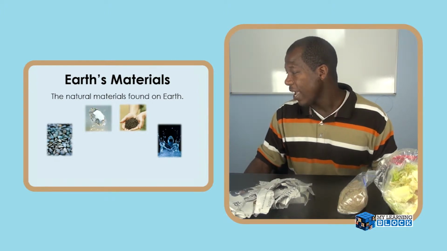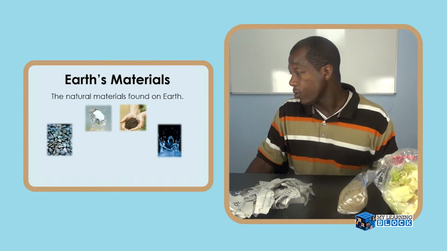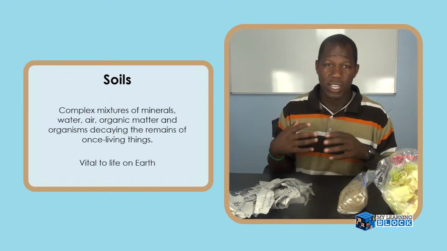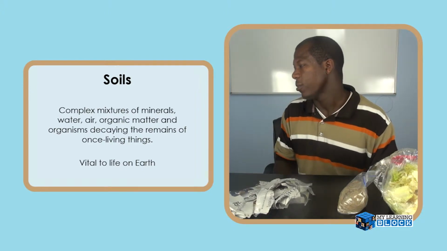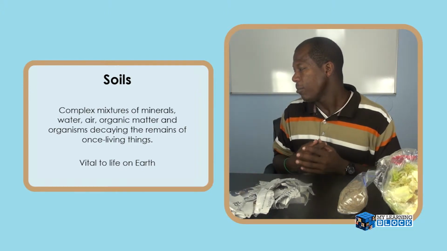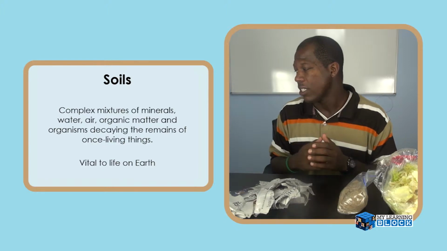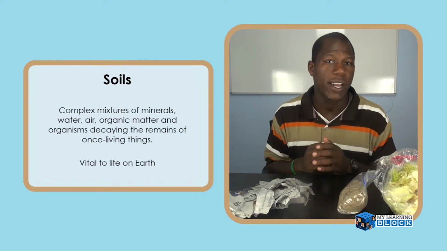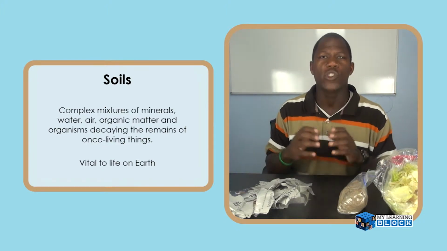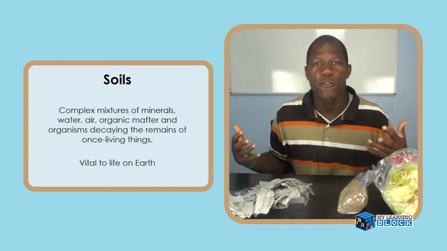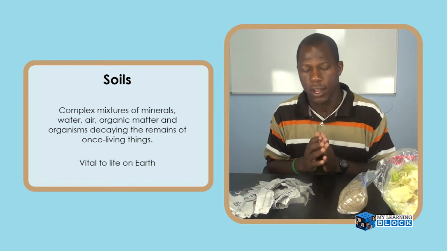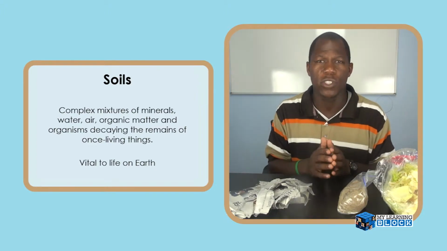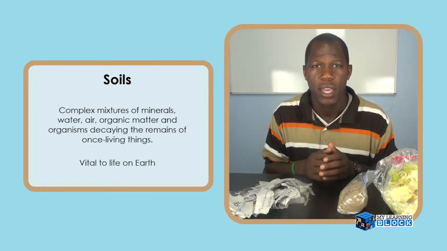Now, today our focus is going to be about soils. Soil is a complex mixture of minerals, water, air, organic material, organisms, and the decaying remains of once living things. It's very vital here on Earth. Soil is so vital that we have it everywhere. All right, there are different types of soil. We have clay, we have a multitude of types. We have sand, we have silt.